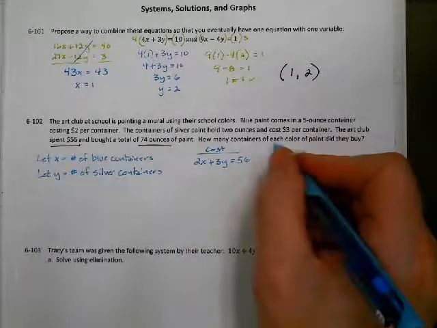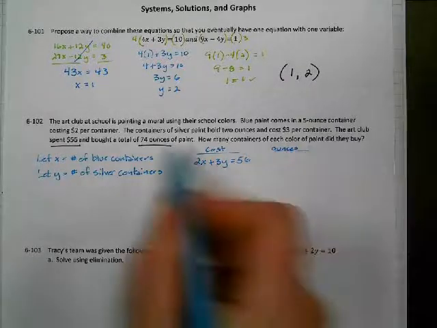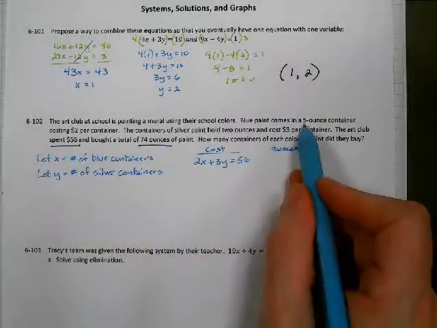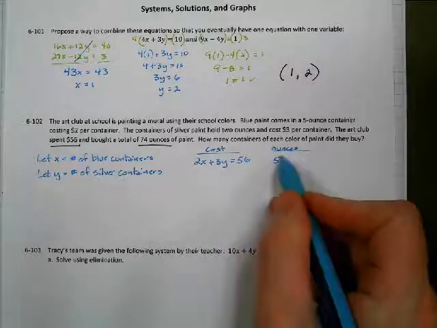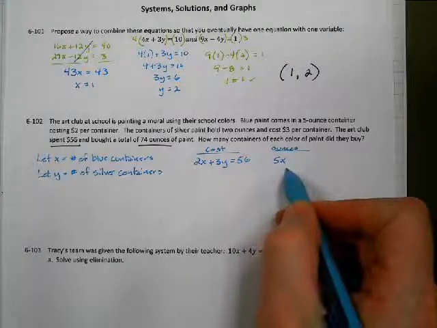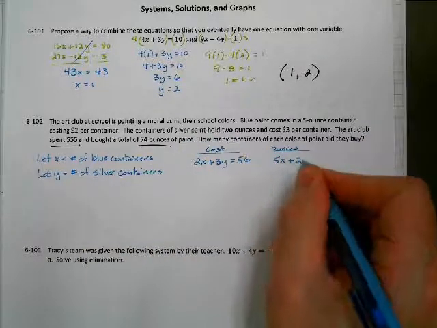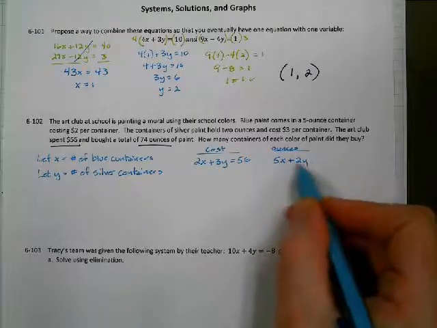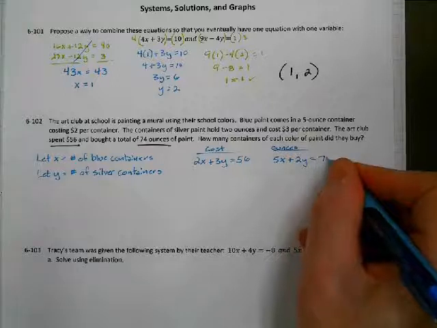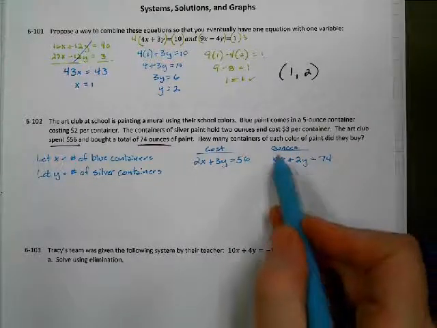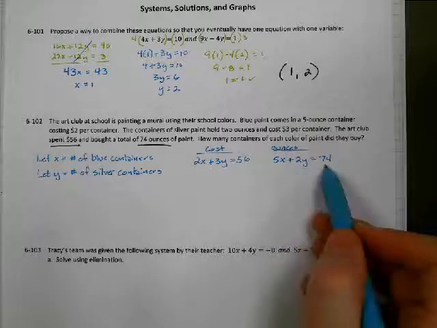Okay, the other one is going to keep track of the ounces. So my total for this one's 74. Now the blue ones came in 5-ounce containers. So I'm going to do 5 times X. So this is the ounces of blue paint. And then the silver is only 2 ounces, so plus 2Y. So this is all the ounces of silver paint, equals a total of 74 ounces of paint. All right, so these are ounces of blue, ounces of Y, total silver, total ounces 74, and this is cost.